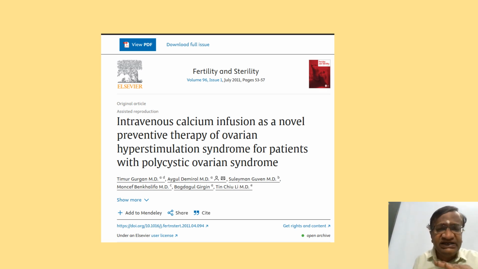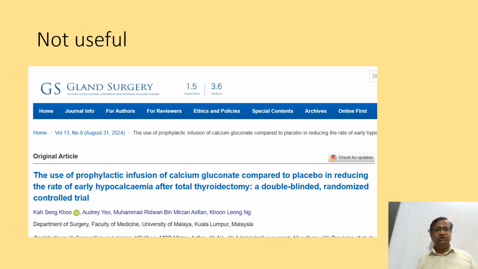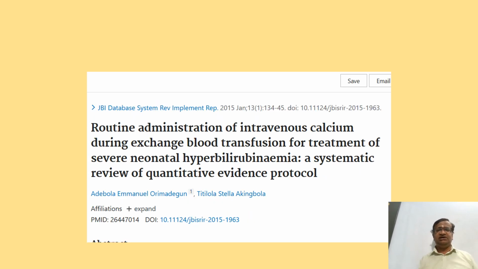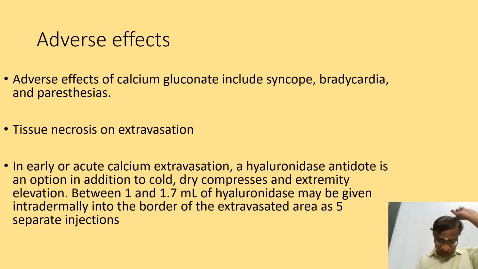There is a novel preventive therapy for ovarian hyperstimulation syndrome. Prophylactic infusion of calcium gluconate is used to avoid hypocalcemia, for example after a total thyroidectomy. Then massive transfusions and severe hypocalcemia, where there are supplemental guidelines. Routine administration of intravenous calcium during neonatal exchange transfusion, yes.